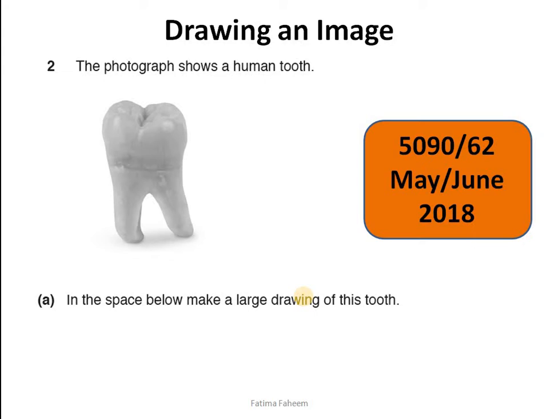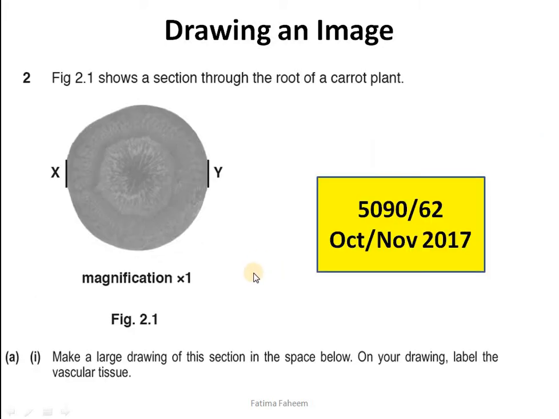Again, I'm telling you that do not draw what you know, just draw what you see. So whatever you are looking at, just replicate that. Here in this diagram, you are being asked to make a large diagram of this section in the space below. On your drawing, label the vascular tissue.